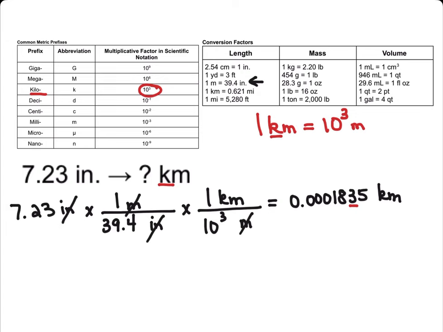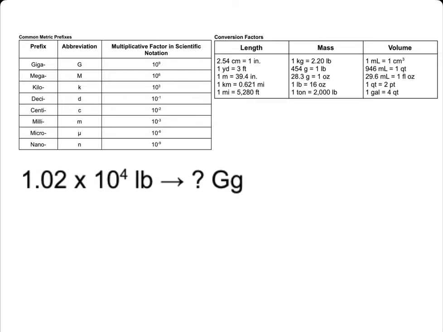So my 3, I look at the number next to it, it's 5 or more, so I give it a score. So I'm going to have to write this in scientific notation. 1.84 times 10 to the negative 4 kilometers. That negative 4 came from me moving the decimal 4 spaces to the right. Let's take a look at another example.